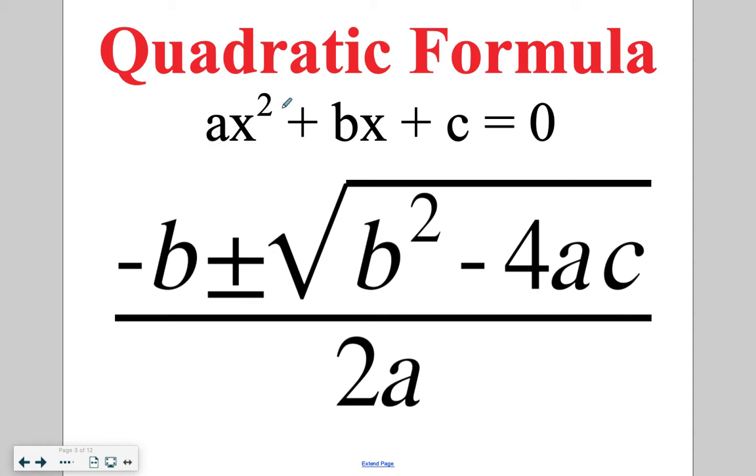So ax squared plus bx plus c is equal to 0. It has to be in this format in order for us to use the formula. If it is not set up like this, we have to rearrange so that it is in this order. The formula itself says negative b, or the opposite of b value, plus or minus the square root of b squared minus 4 times a times c, all over 2a.